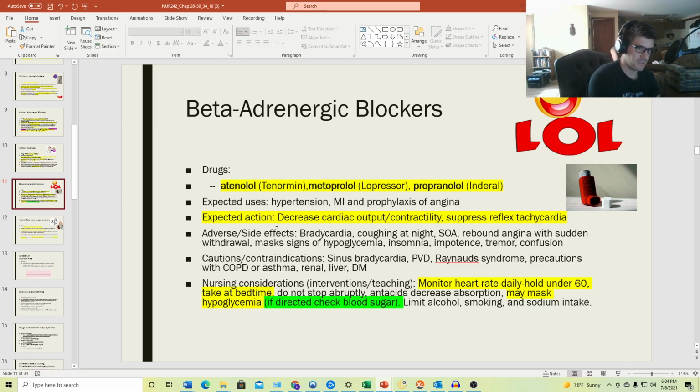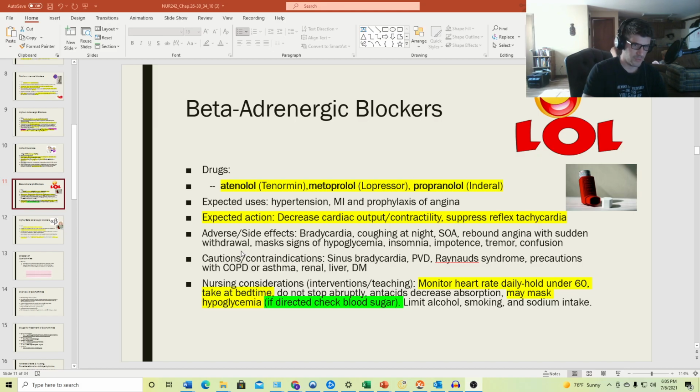So, the expected action for beta blockers. Sorry, I had other stuff running in the background there. Expected action for beta blockers are decreased cardiac output and contractility, and suppress reflex tachycardia. So again, decreased cardiac output and contractility and suppress reflex tachycardia.